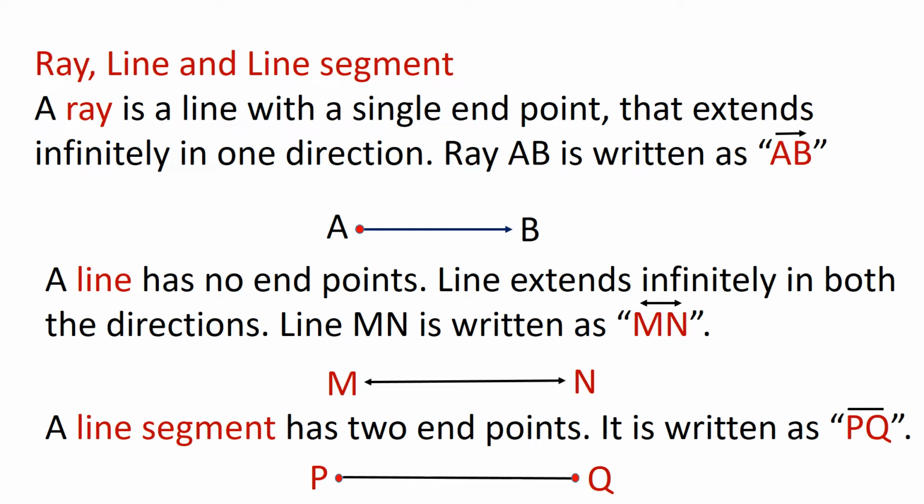Now a line. A line has no endpoints. Line extends infinitely in both the directions. Line MN is written as shown here. You can see line MN drawn here. And finally, a line segment. A line segment has two endpoints. It is written as shown here and you can see a line segment PQ drawn here.